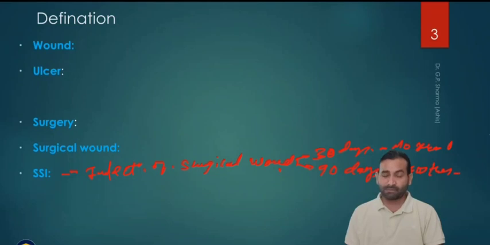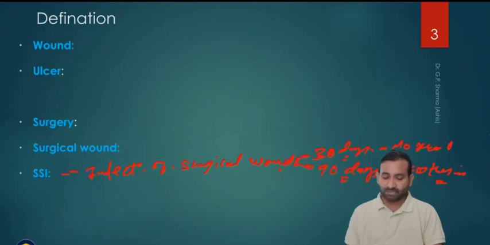Prosthesis means, for example, you have a compound fracture and you use plates or rods, or probably you have a heart valve replacement, right? So if this kind of prosthesis is used, then the infection may occur up to 90 days, right? If it is not used, then the infection usually occurs up to 30 days. So this is the common timing of infection.